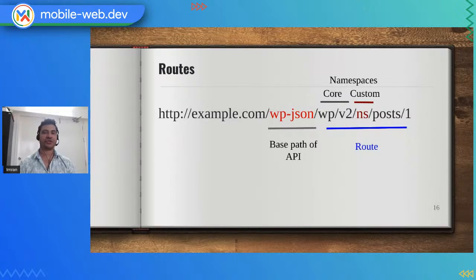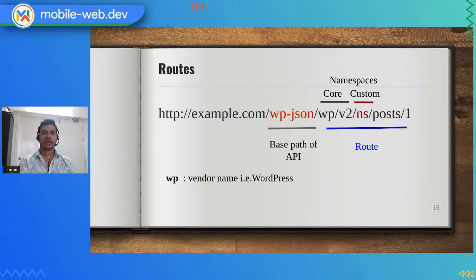This is to differentiate between the endpoints that are available from WordPress by default. And if you're registering custom ones, then it's important that you add a custom namespace so it can be identified, and it's not going to clash with the existing default endpoints that WordPress already has.